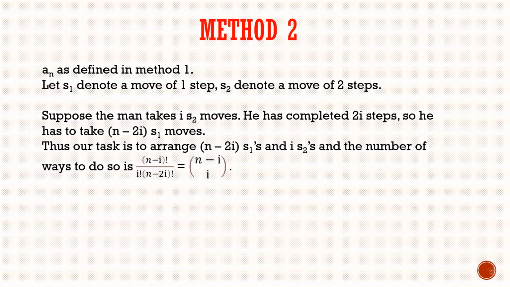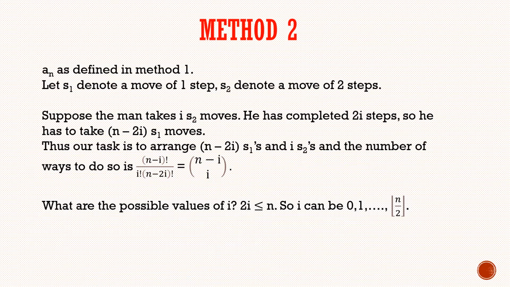Thus, our task is to arrange n minus 2i S1s and i S2s, because each such arrangement corresponds to a different way the man can climb the n steps. This can be done in (n minus 2i plus i) factorial divided by i factorial times (n minus 2i) factorial ways by high school mathematics. This is just a disguise for n minus i choose i.